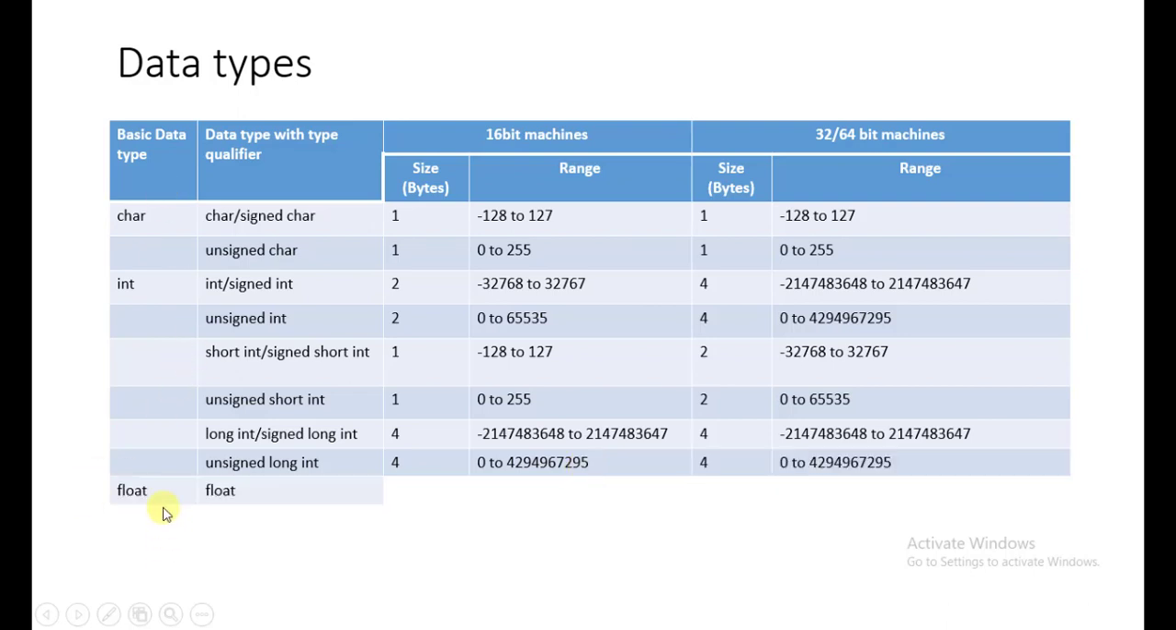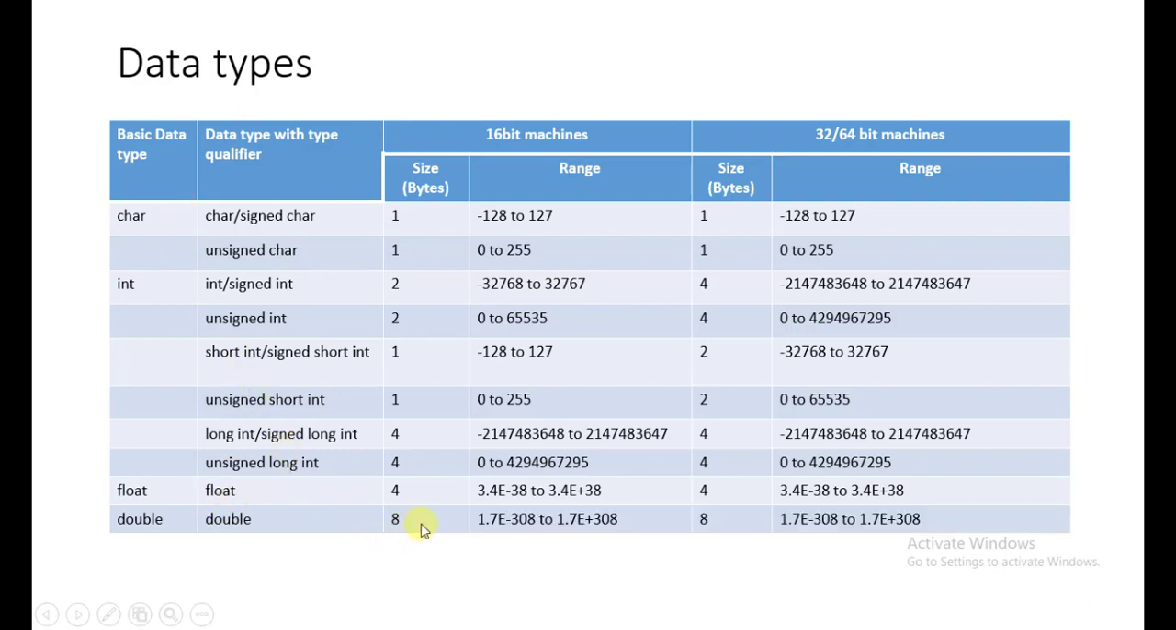And then basic type float. The size of float is 4 bytes and this is the range in exponential format. Same in 32 and 64-bit machines. We cannot have a floating value less than 4 bytes, and we cannot have unsigned also. So that is why we cannot apply any qualifiers for float. And the size of double is 8 bytes in both the machines, and the range is as mentioned here.